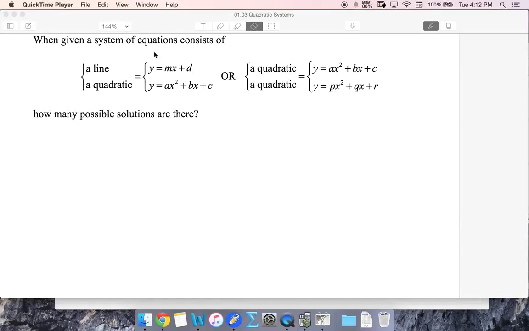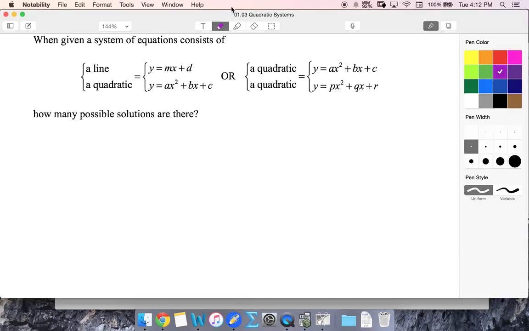Hello students, Ms. Slyman here with some notes on Unit 1, Section 3, and this is our last revision, and now we're thinking about systems of equations that have quadratics in them.